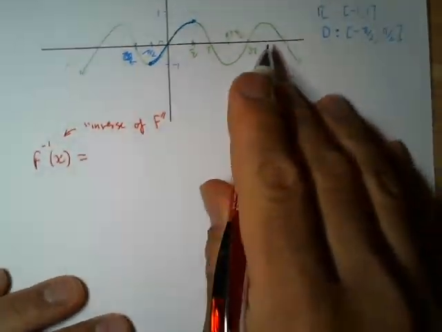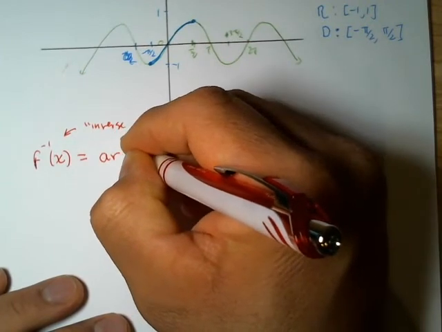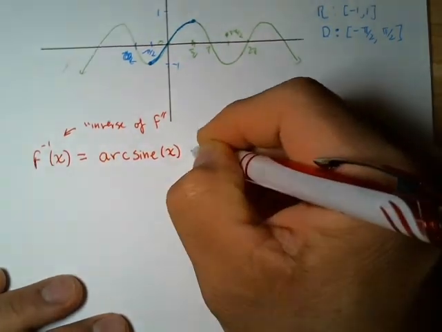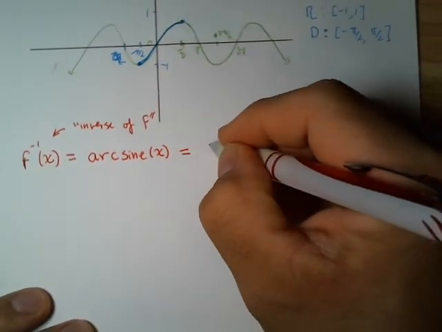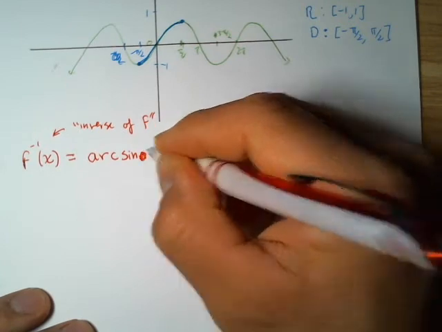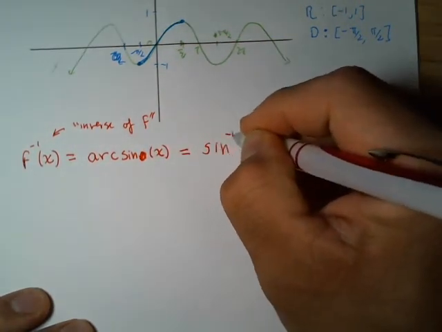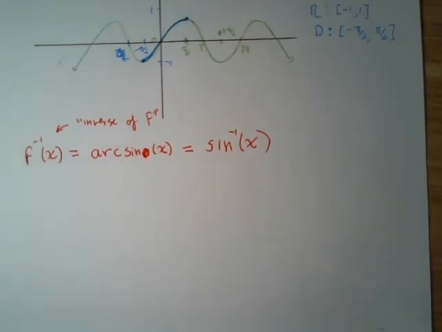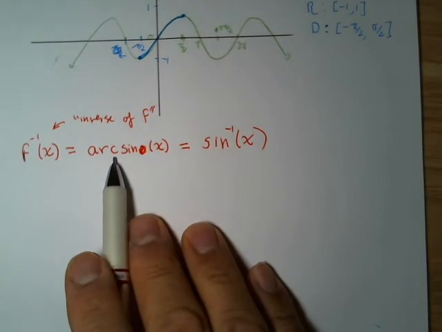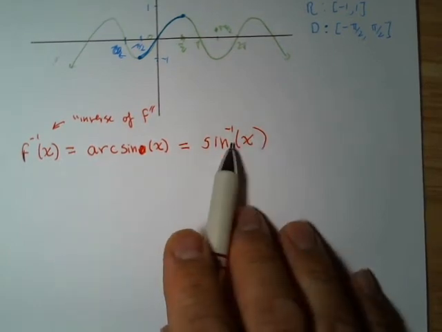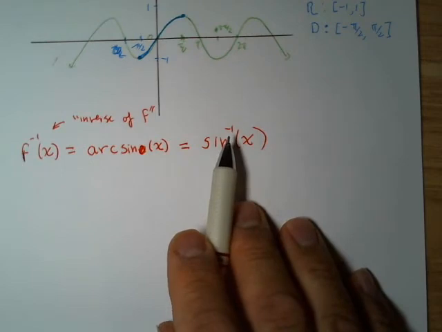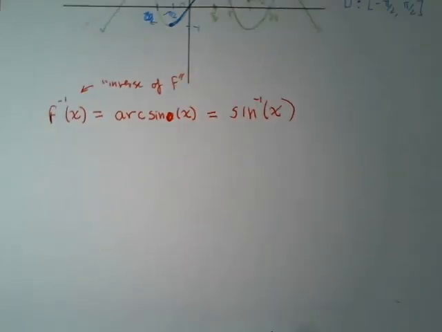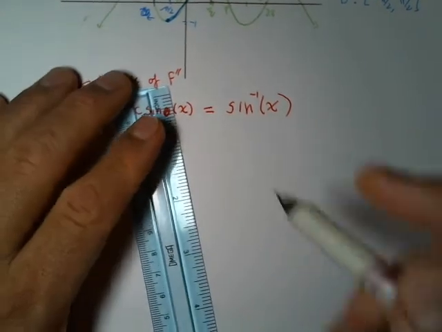Notation for the inverse, since we're working with the sine, is the arc sine of x, and sometimes you'll see sine to the negative one of x. These are equivalent notations. Our textbook uses the arc sine. It's more descriptive. A lot of times there's confusion with this. Students will interpret that as an exponent, but if you see this notation, that is not an exponent, that is inverse notation.